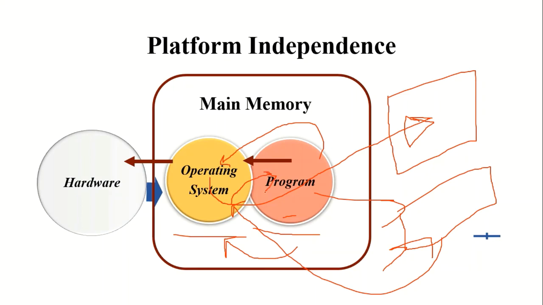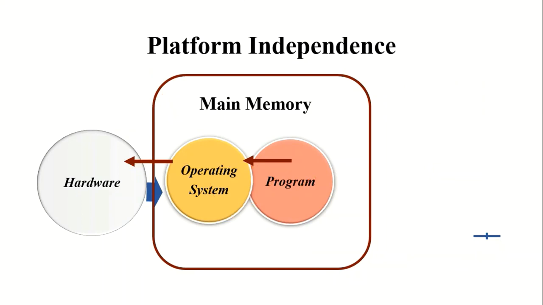Therefore, remember one thing: a program never accesses the hardware directly. So this is the way a program communicates with the OS. The OS communicates with hardware, and here some specific system calls are used. What is a system call? I will explain it later on.